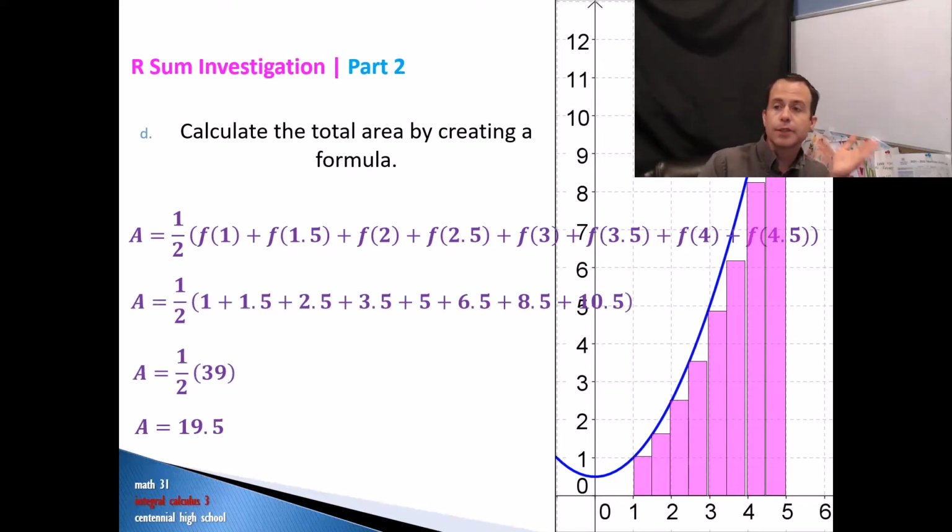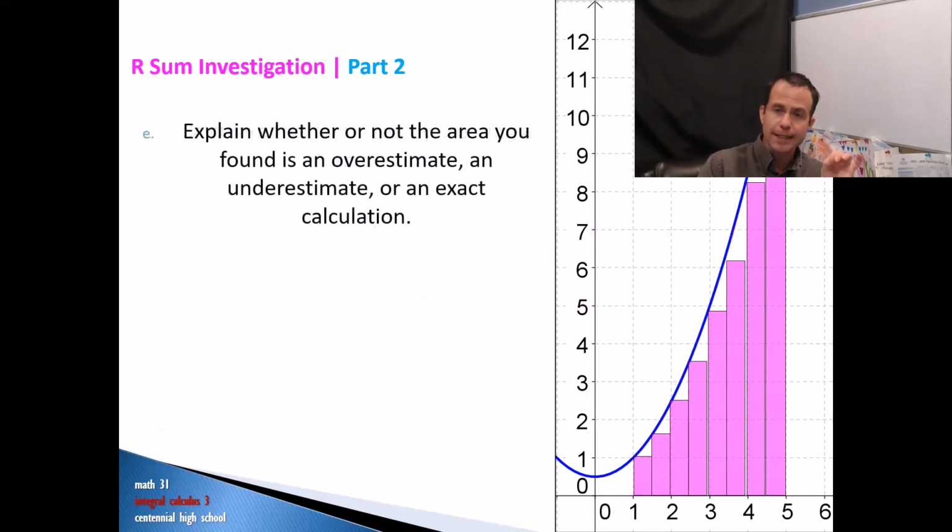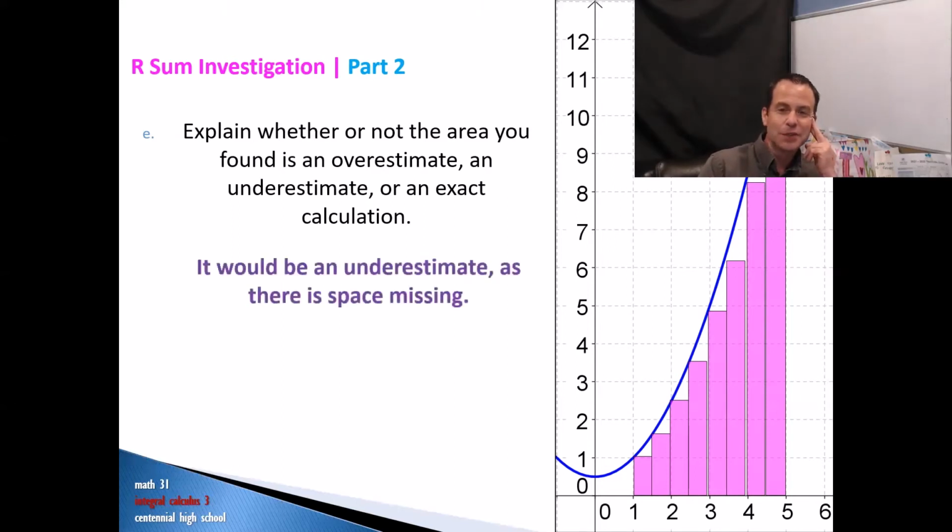Now just a couple of conversations around that. Is this an overestimate, an underestimate, or an exact calculation? It is still an underestimate. I don't know why I'm struggling with that word. It's all good. Forgive me. It would be an underestimate as there is space still missing, but it's less space than it was the first time. So this is actually a better estimation than it was the first time.